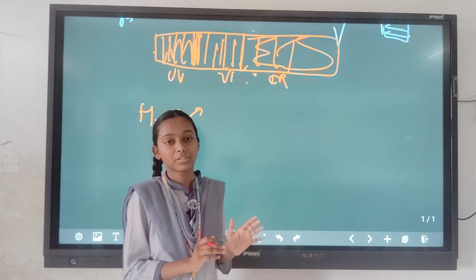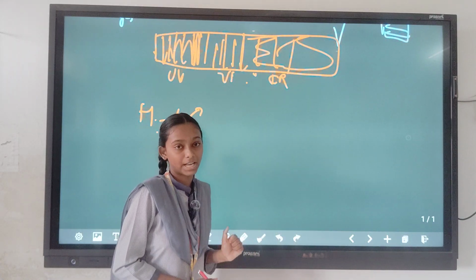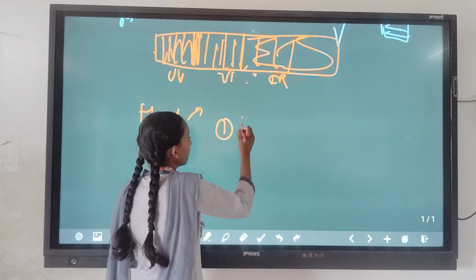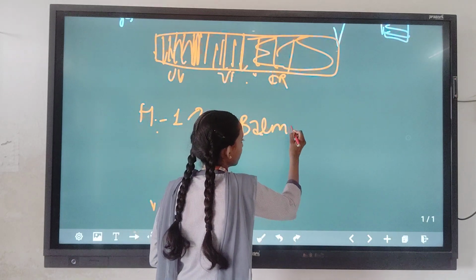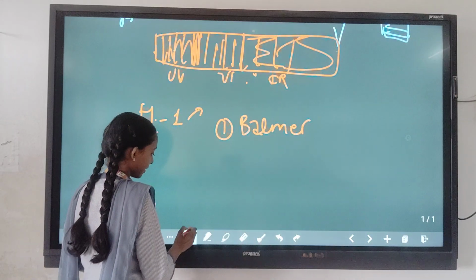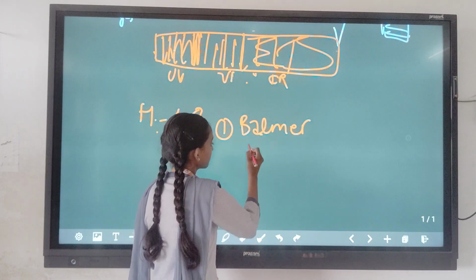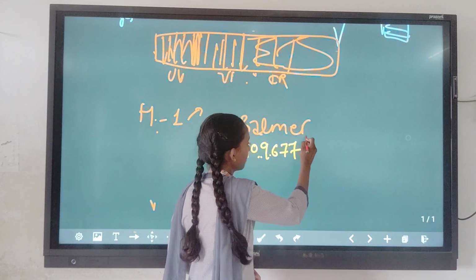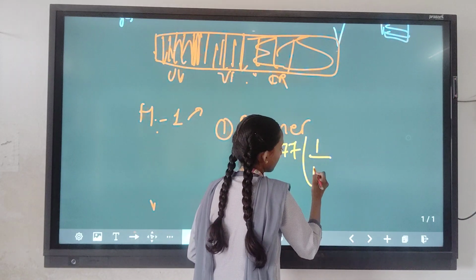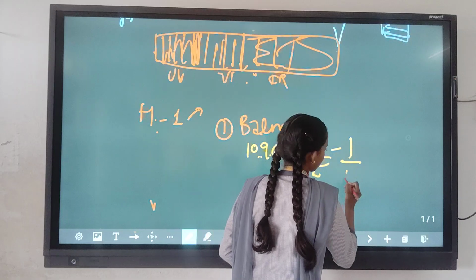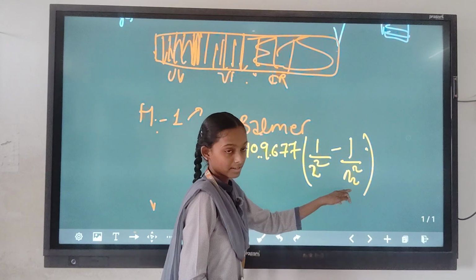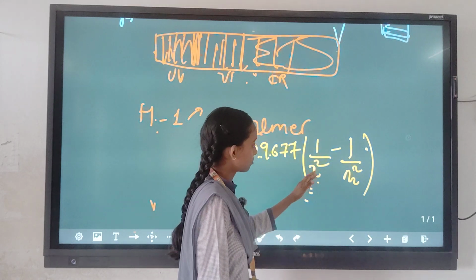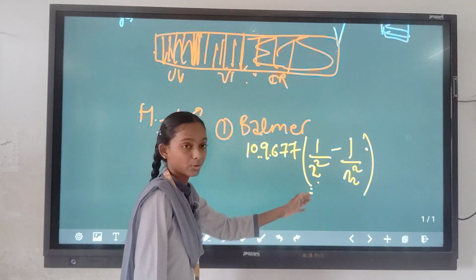There is also a question: how do we calculate the number of spectral lines? To calculate this, first of all, Balmer gave the formula to calculate the wave number for his region, which is 109,677, the constant number, times 1 upon 2 squared minus 1 upon n2 squared. Here 2 is fixed because in the Balmer region the lower state is always 2, so the number 2 is always fixed.